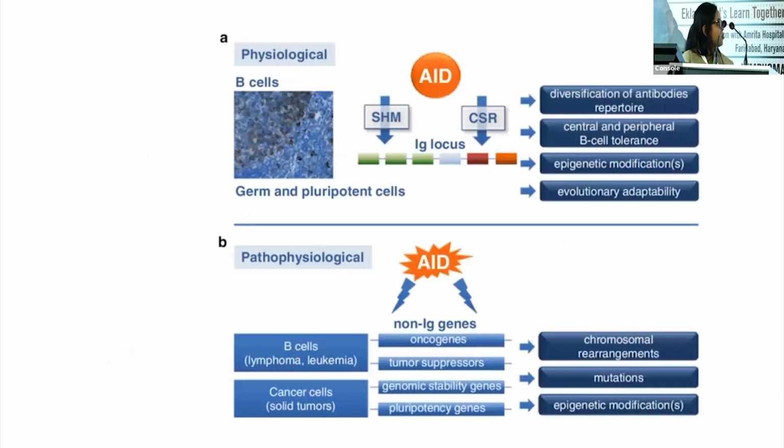So this is a pictogram. Here we can see that AID, physiologically through somatic hypermutation and class switch recombination, leads to the diversification of various antibody classes. However, pathophysiologically, if any genetic aberration occurs in these steps, it leads to the activation of proto-oncogenes and tumor suppression genes, leading to various mutations, chromosomal rearrangements, and epigenetic modifications, finally leading to lymphomas.